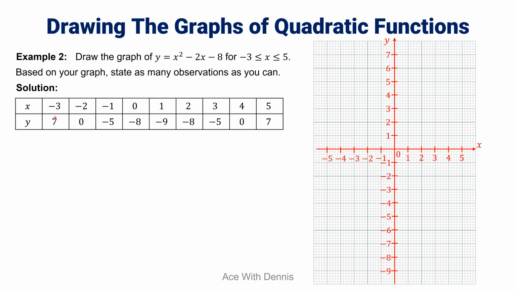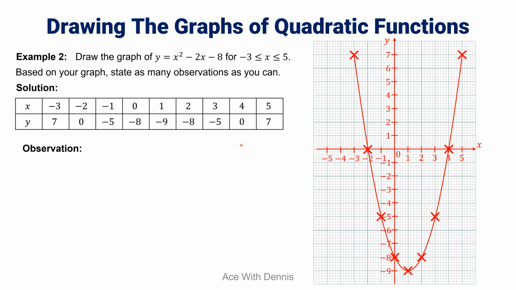The first point, -3, 7, is here. Continue with the next point, which is here. And the rest of the points, just plot one by one until the last point here, 5, 7. Then we just join these points together with a curve. We'll get the graph of y equals x squared minus 2x minus 8.